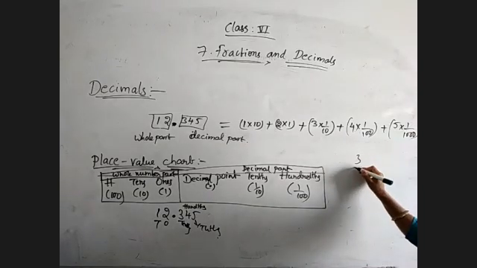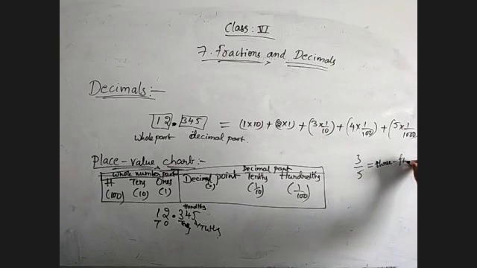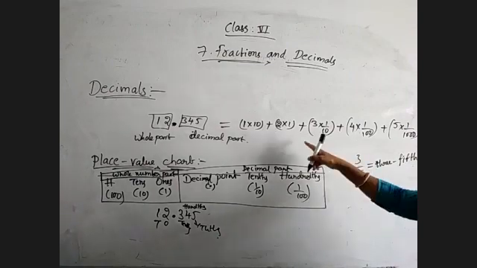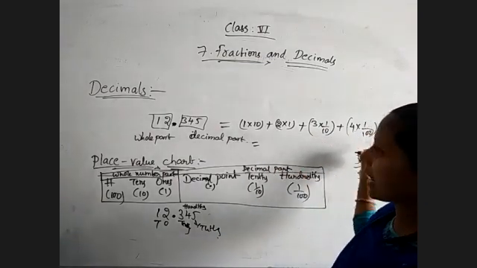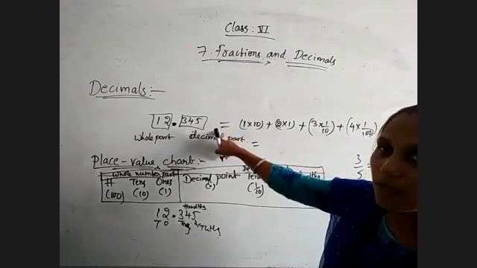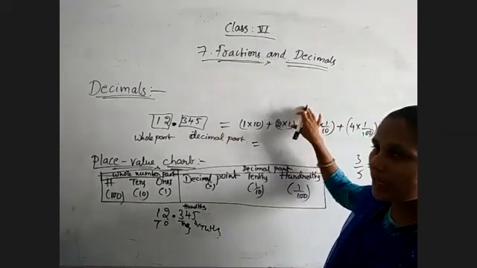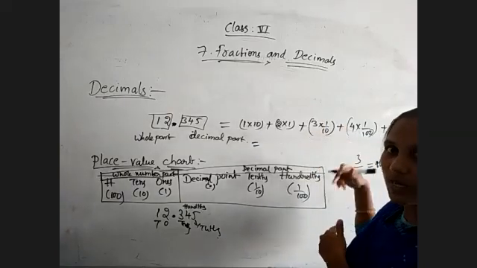Suppose 3 by 5 is there, how are we reading it? 3 fifths. TH will be added while we are representing the denominator. So this is the expanded form using fractions. Every decimal number we can write in its expanded form, using fractions as well as decimals.